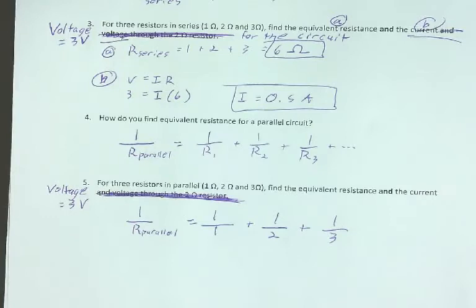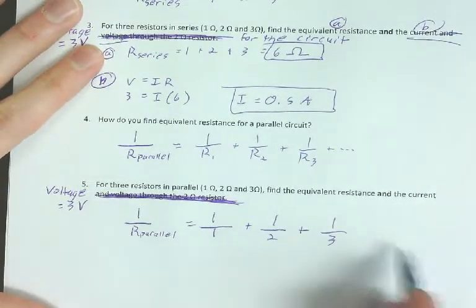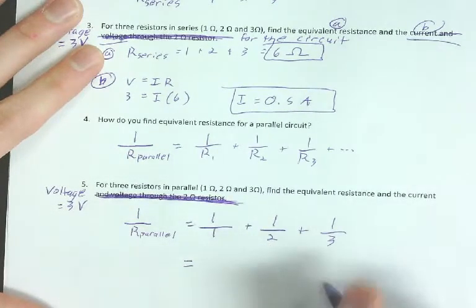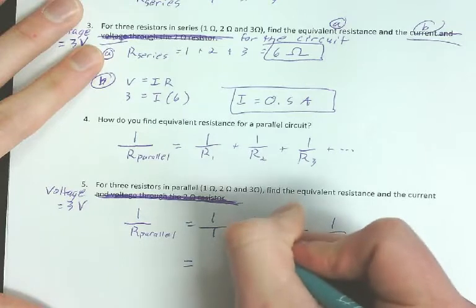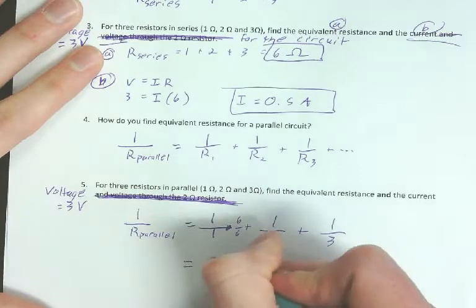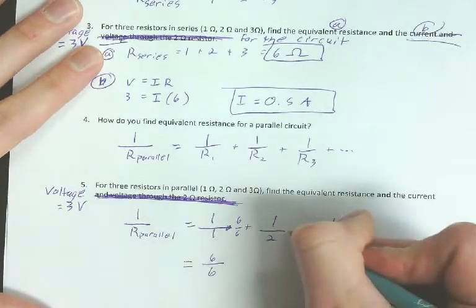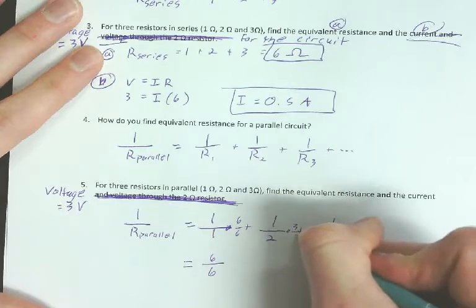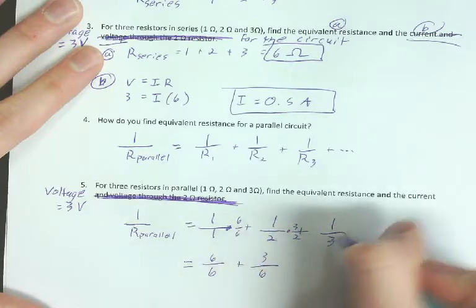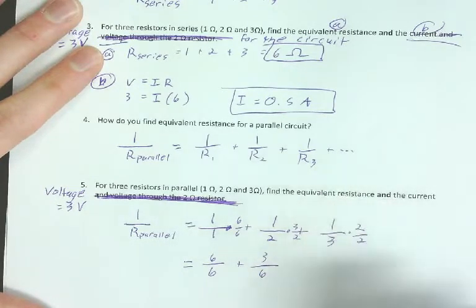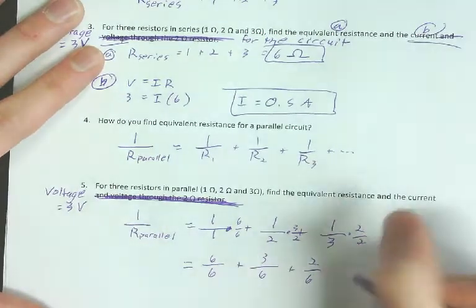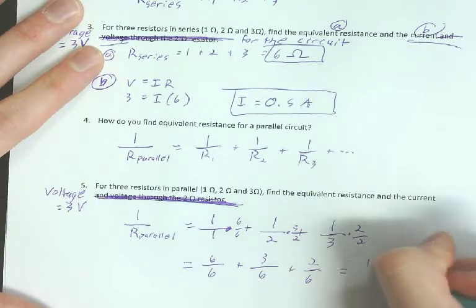Okay? All right. So we need a common denominator to add these up. The common denominator between 1, 2, and 3 is 6. So 1 over 1 multiplied by 6 over 6 to get over 6. So this becomes 6 over 6. We have to multiply by 3 over 3 to get that into 6 for a common denominator. And we have to multiply this by 2 over 2 to get a common denominator of 6. We're going to add that up. And we're going to get 11 sixths.